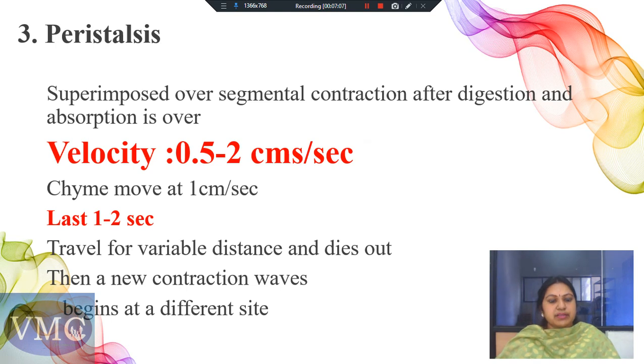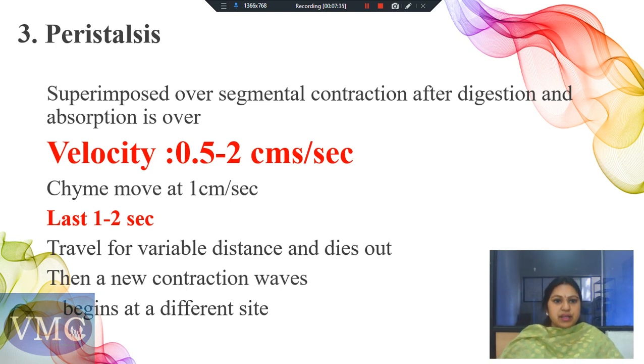Also we have peristalsis here. I'm not going to talk in detail about peristalsis, because we already talked about it in detail in the other video. But let us look at its significance in the small intestine. Superimposed over the segmental contractions, after digestion and absorption are over, peristalsis occurs, because after the mixing is done and the food is crumbed, we have to move to the next part of the GIT. So peristalsis is the one which propels the food to the next part.